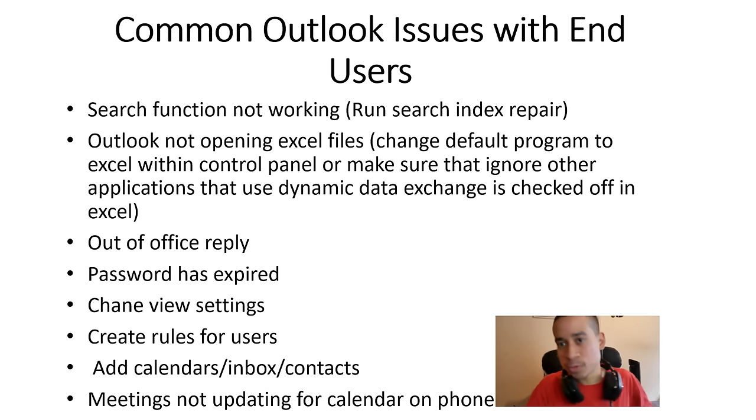Calendar not updating on their phone. If it's an iPhone, you go to settings. You go to accounts and passwords. You go to the email account. You go to calendar. You untick calendar, retick it again. Delete from phone. Yes, delete from phone. Tick it again, and that's it. And it should fix that issue. That's for an iPhone. Same with an Android device. Untick it, retick it. You should fix it.